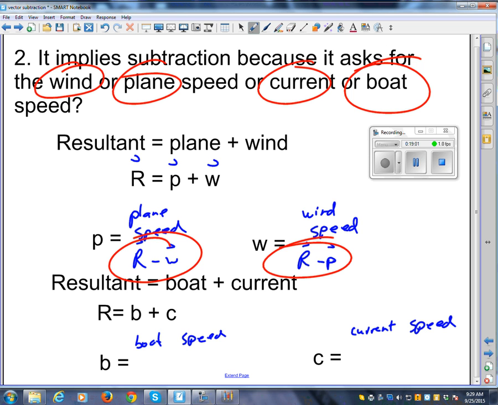It's implying subtraction. Okay, down here, boat speed is going to be what? What formula am I going to put in here? R minus C, and this one's going to be R minus B. Again, vector subtraction. Nod. Say, yeah, I get that.